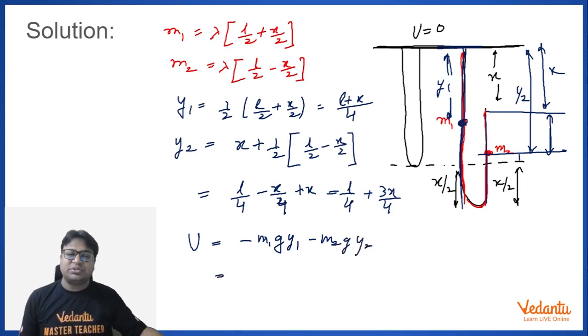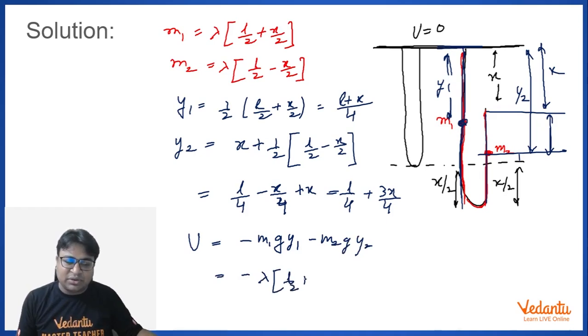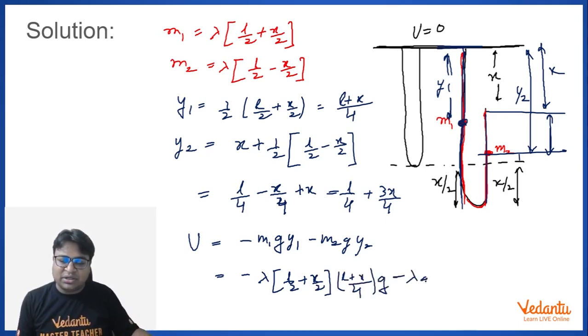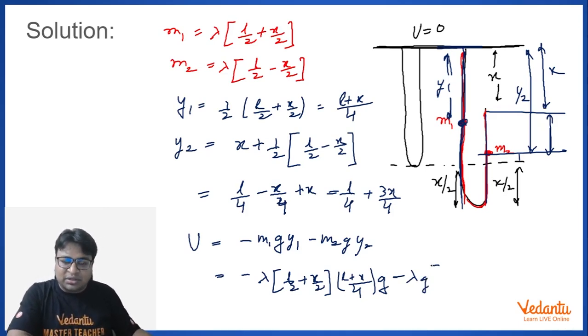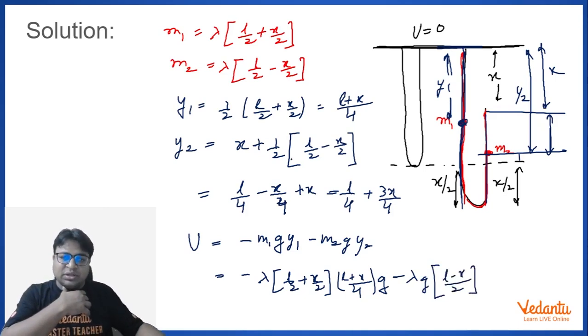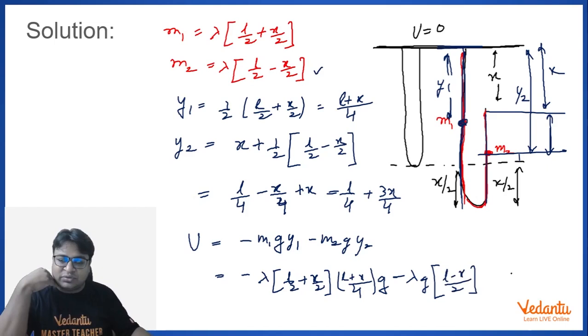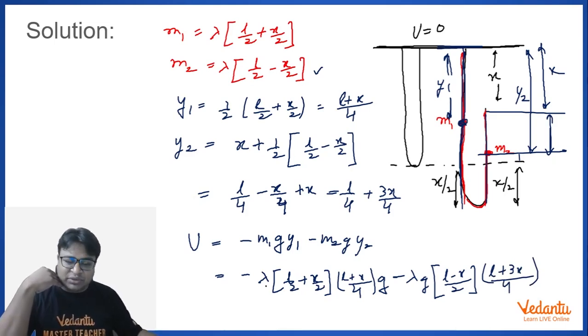Now the gravitational potential energy would be written as minus m1 g y1 minus m2 g y2. So just do the substitution and you will get the answer. It will be minus lambda into (L by 2 plus x by 2) into y1, and y1 is (L plus x) by 4, into g. And then minus lambda into g into length (L minus x by 2). This is m2, I have written, g I have included, y2 is there. So y2 is (L plus 3x) by 4.